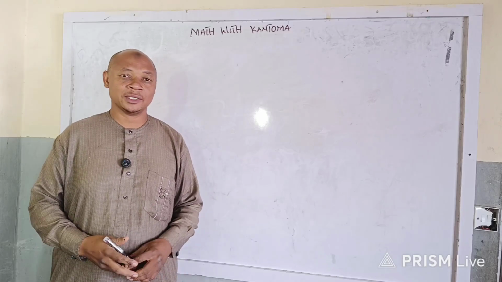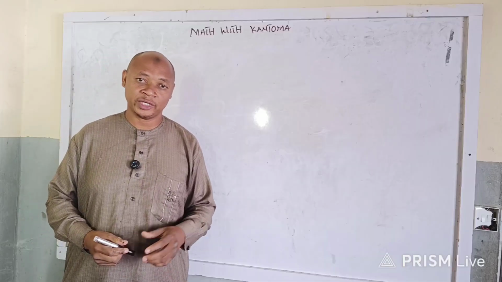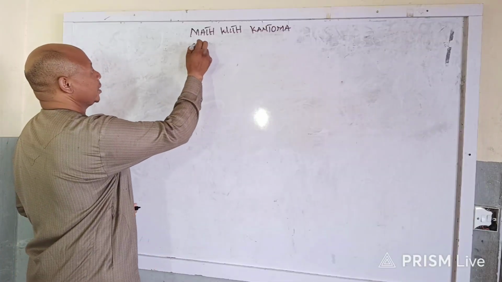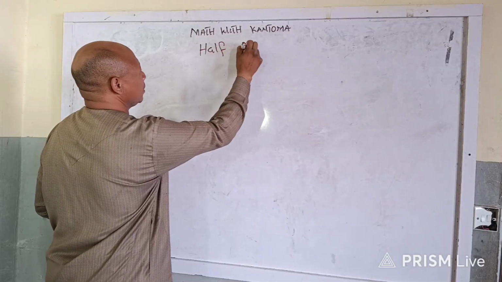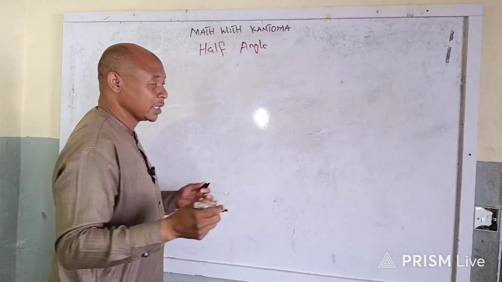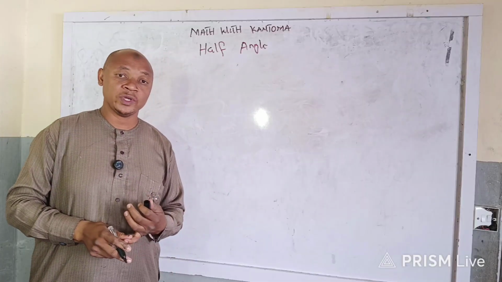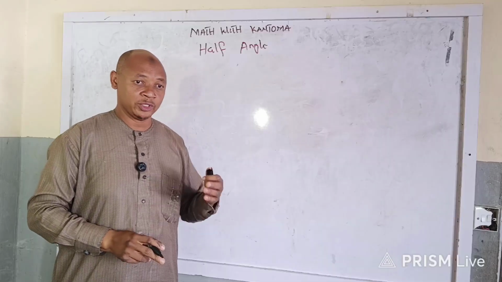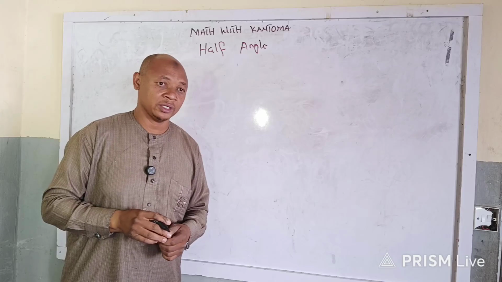In today's class, we'll continue and derive the half-angle formula of trigonometry. So last class, we derived the identity equations, we derived the double angle, and we derived the triple angle formulas. But today we are going to look at half angle formulas. How do we derive the half angle formulas?